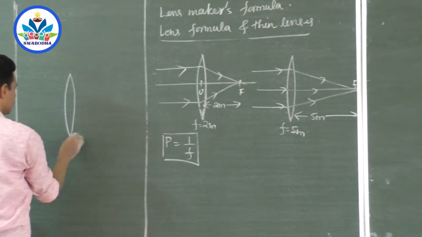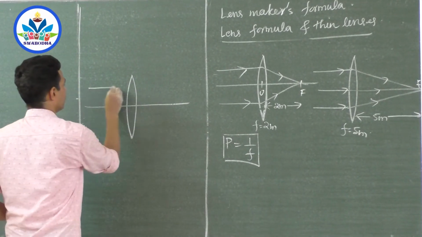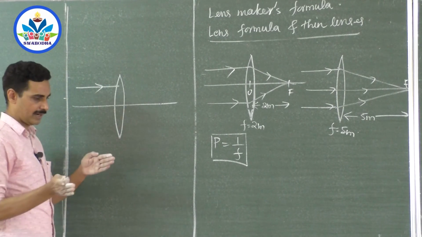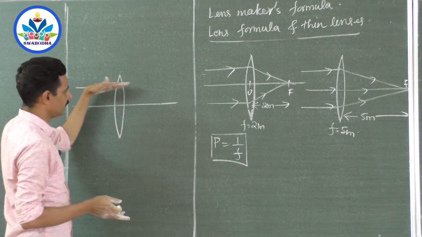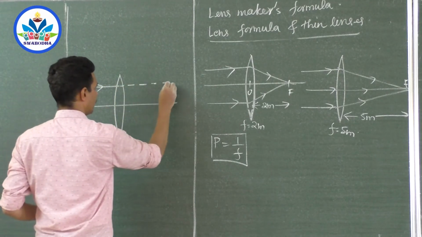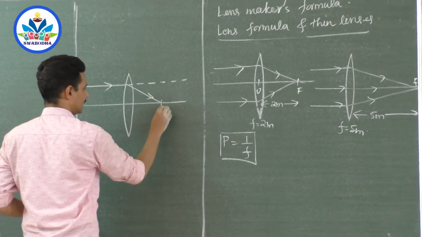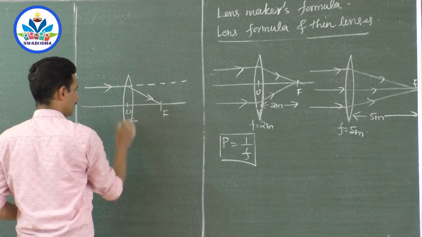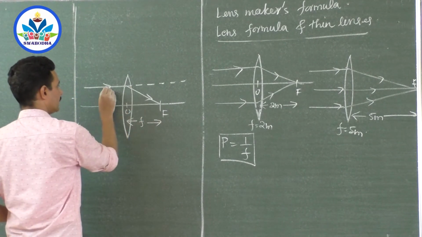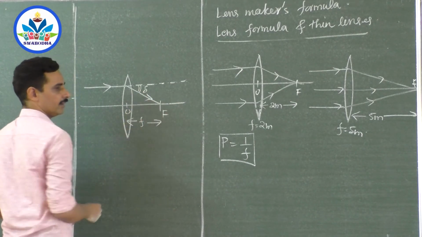Suppose you take a lens and study its bending ability. How? Apply a parallel beam of light on it. Then if it has too much ability, it will bend it too much. If it has less ability, it will bend it a little bit less. Now let us assume that this is the original direction of the parallel beam of light, and it has bent by this much amount. Now you know that this is the focus and this is the optic center, this is the focal length. Now this lens was able to bend this light which was traveling like this by this much amount. I call this delta.